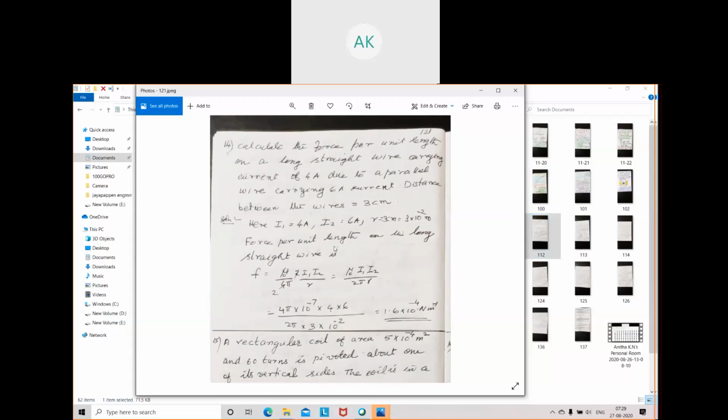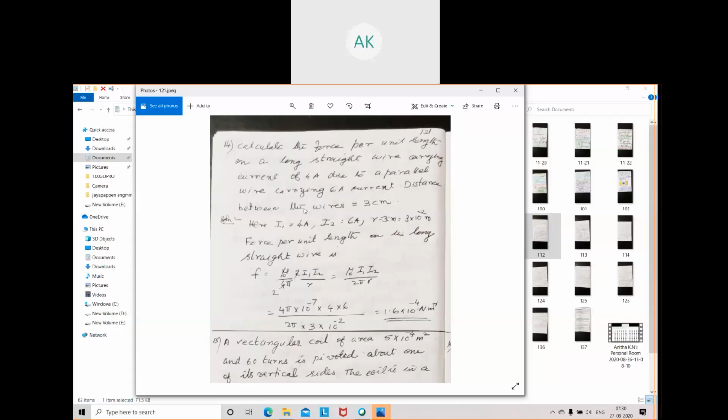Another question, yes, similar equation we are using. Same equation. So calculate the force per unit length. You have to listen to that part. Force per unit length is asked. Whether force is asked or force per unit length is asked, be careful. Force per unit length on a long straight wire carrying a current of 4 ampere due to a parallel wire carrying a current of 6 ampere.